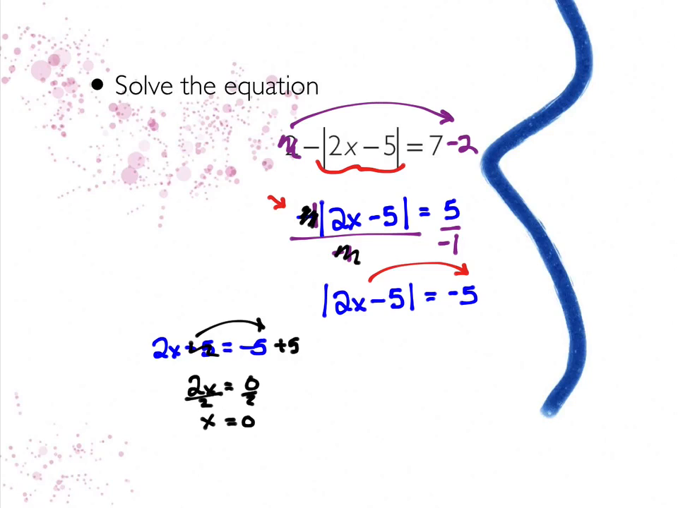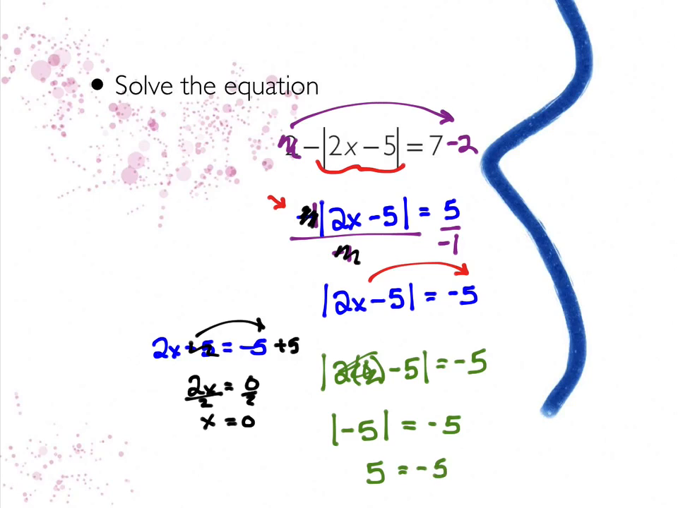Well, let me just take that one answer here and check why we're not going to get the correct answer. 2 times 0 minus 5 equals negative 5. 2 times 0 is 0, so that's gone. So the absolute value of negative 5 equals negative 5. Things may be looking good, but remember the absolute value of negative 5 is just 5. And 5 does not equal negative 5, so it won't work. So once again, this is a no solution.